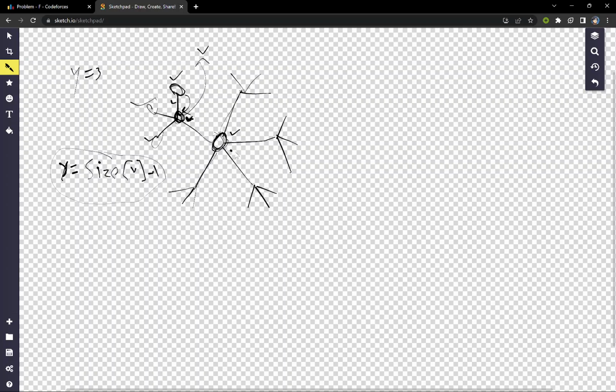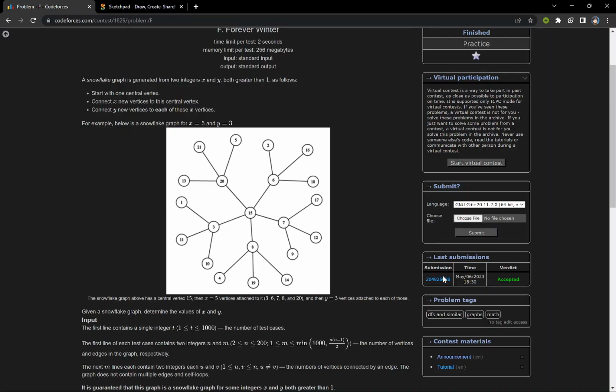After we go to the center, we just have to find the number of vertices which are neighbors of that center vertex. So x will be the size of that center vertex's neighbors. Then we can just print x and y. So this was the solution and the concept behind the problem. I will show you the code.